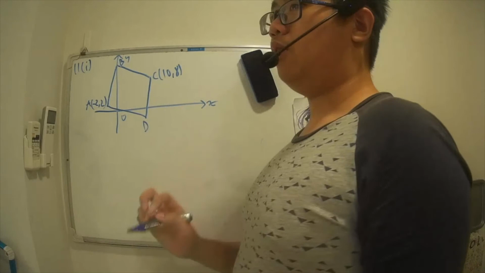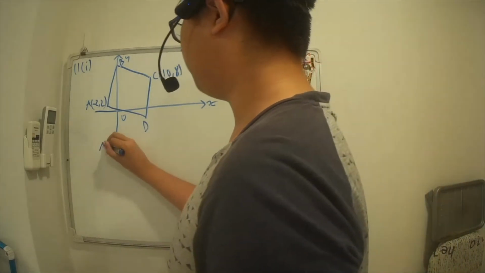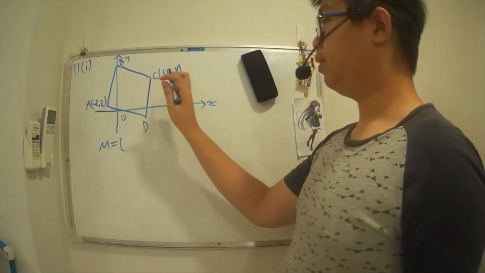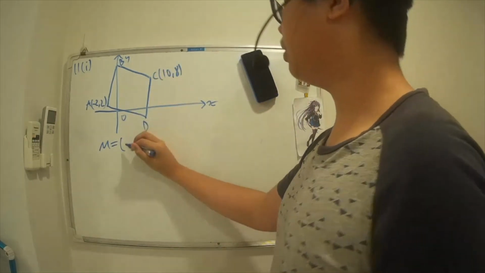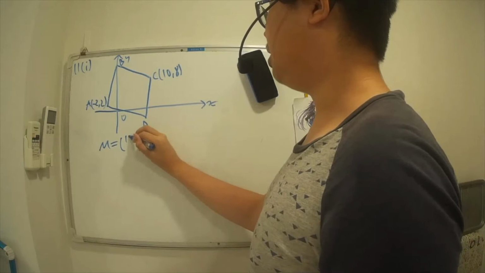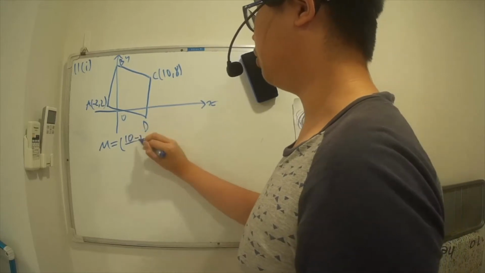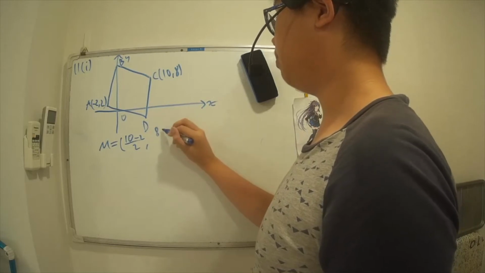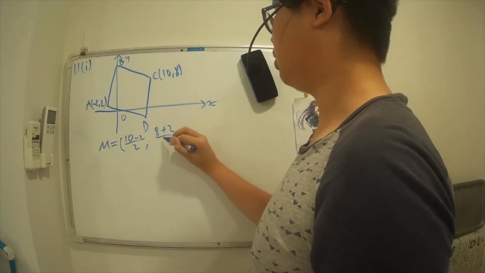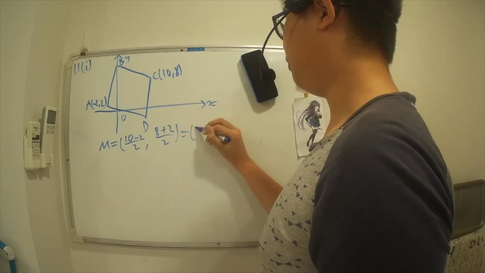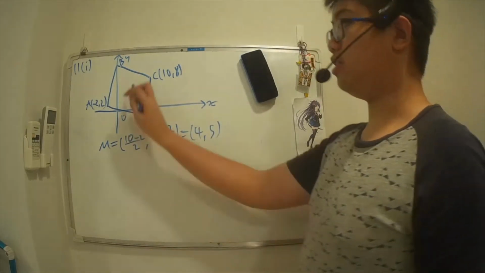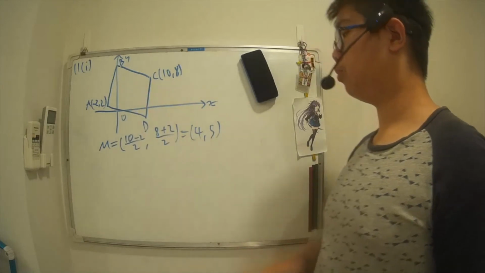So let's first find the midpoint. The midpoint for both of the lines, by the way, will be, so we just take 10 minus 2 over 2 and 8 plus 2 over 2, and this is 4 and 5, right? So this is the midpoint. So you can imagine it's here. This is 4 and 5. Okay?